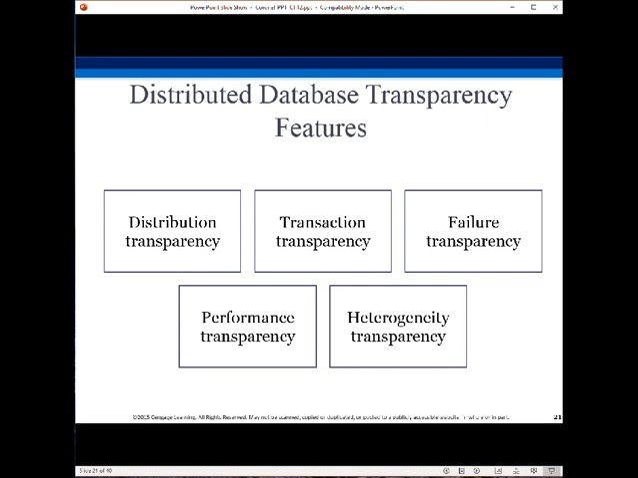So here we have some transparency features of databases. Data transparency is the degree to which the system user may remain unaware of the details of how and where data items are stored in a distributed system. So we can consider transparency issues in relation to fragmentation, replication, and location transparency.